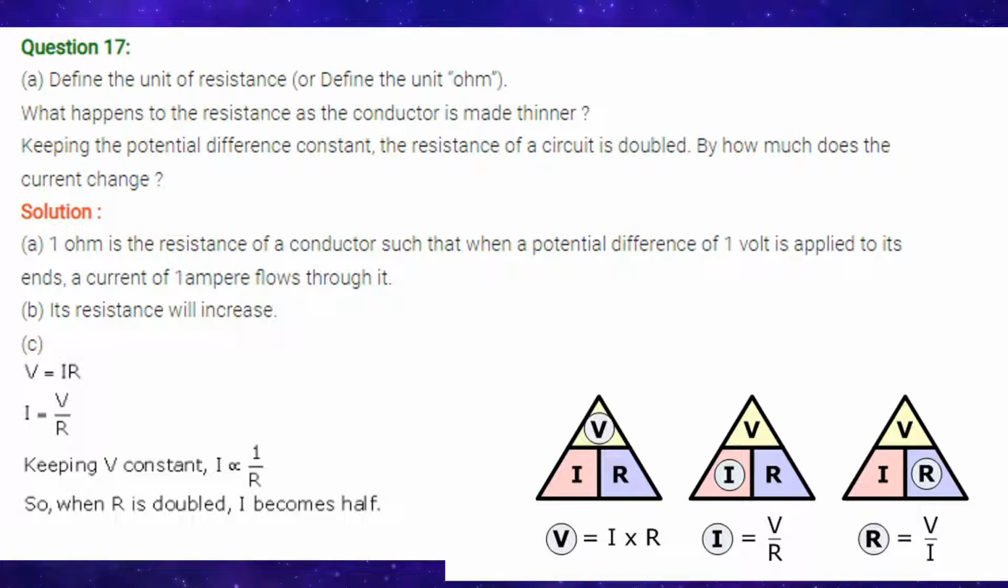Solution: 1 ohm is the resistance of a conductor such that when a potential difference of 1 volt is applied to its ends, a current of 1 ampere flows through it. B. Its resistance will increase. C. Voltage equals I into R. Keeping V constant, I is inversely proportional to R. So when R, that is resistance, is doubled, I, that is current, becomes half.